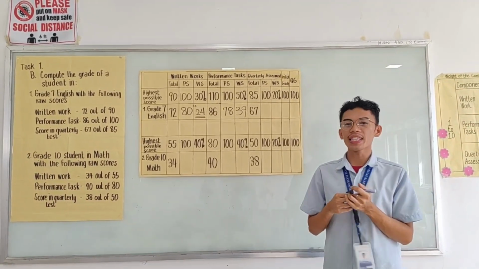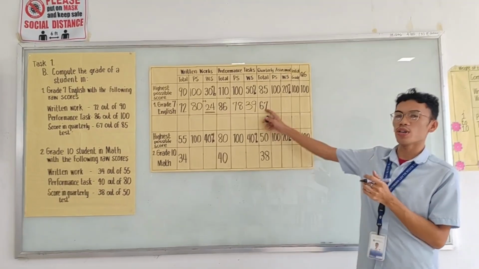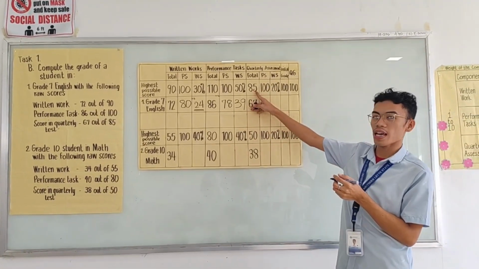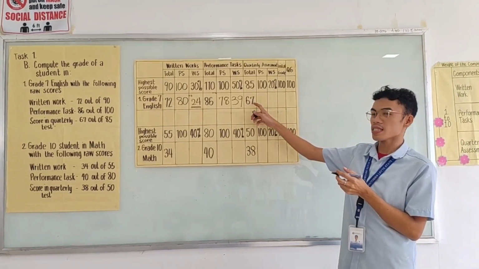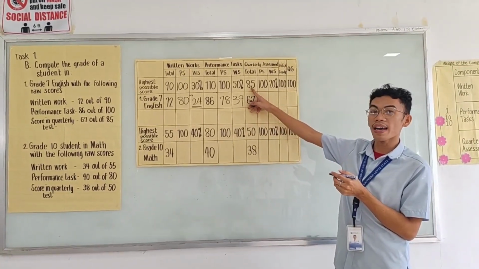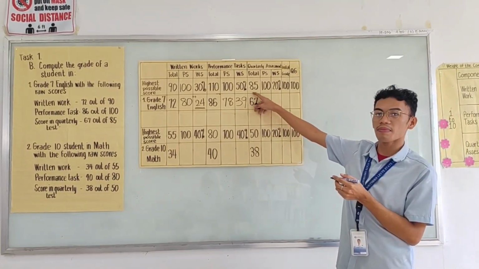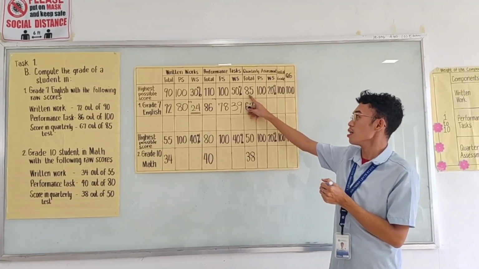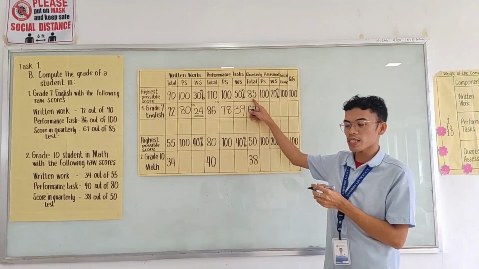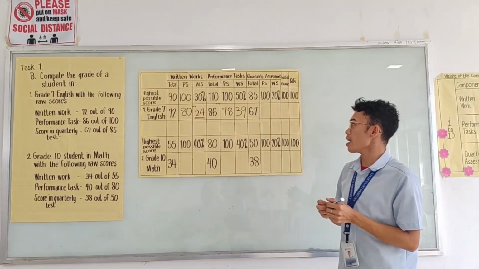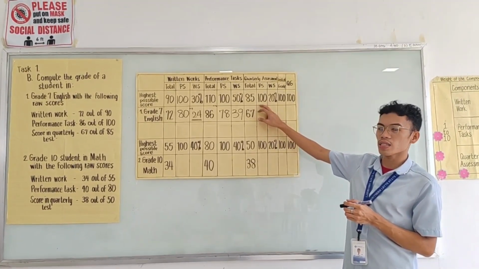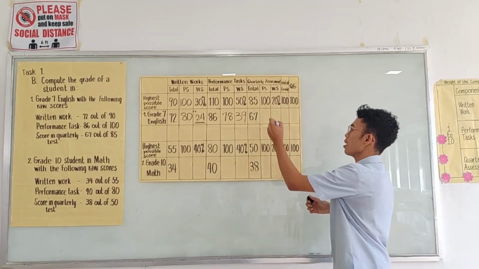And lastly, in the quarterly assessment, the student has a raw score of 67 and the highest possible score is 85. So we're going to divide 67 by 85. So 67 divided by 85 equals 0.788. And then next we're going to multiply 0.788 by 100. So the answer is 78.8.